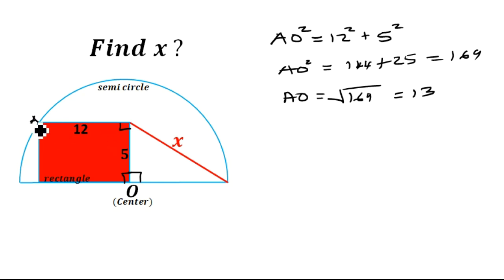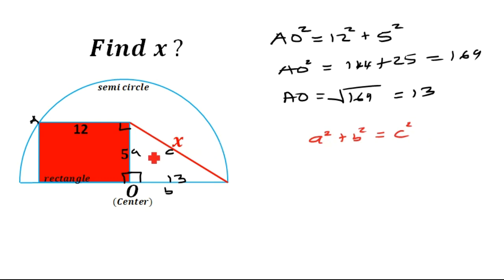So remember, from A to O, from the center to the circumference, is the radius of the semicircle. So it means this length here is also 13, because from the center to any point on the circumference is the radius. For us to get the value of x, we shall simply use the Pythagoras theorem, because the longest side is the hypotenuse, that is side C, with sides A and B. So we have A squared plus B squared equals C squared.